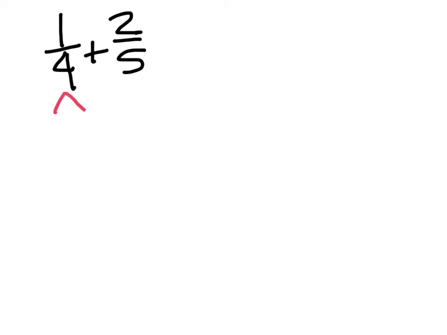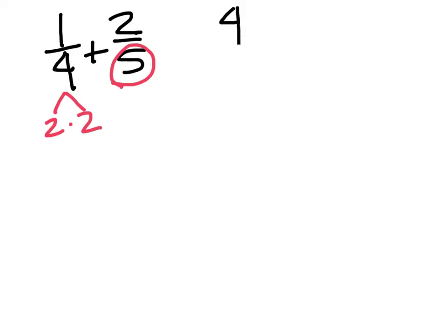Okay, let's try an example first. Let's say we're going to add 1/4 and 2/5. Okay, first thing we need to do is factor these into primes. 4 is 2 times 2, and we know that 5 is prime. Next step is to stack our primes.